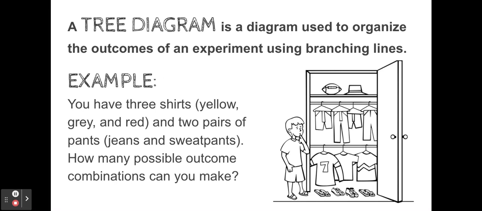You have three shirts, yellow, gray, and red, and two pairs of pants, jeans and sweatpants. How many possible outcome combinations or outfits can you make?